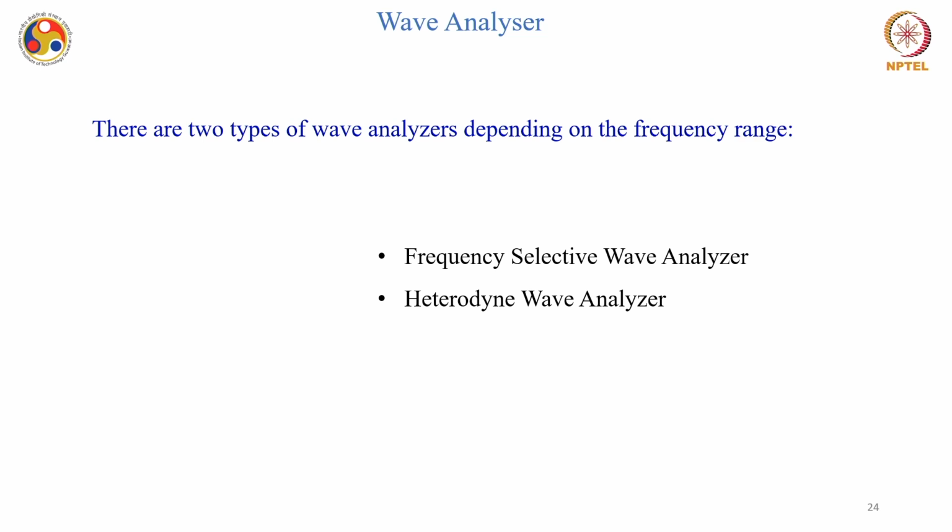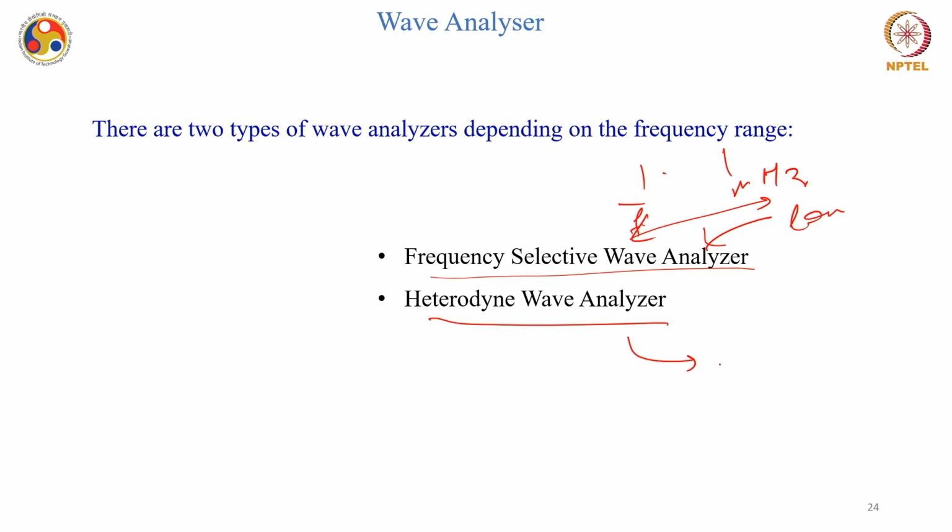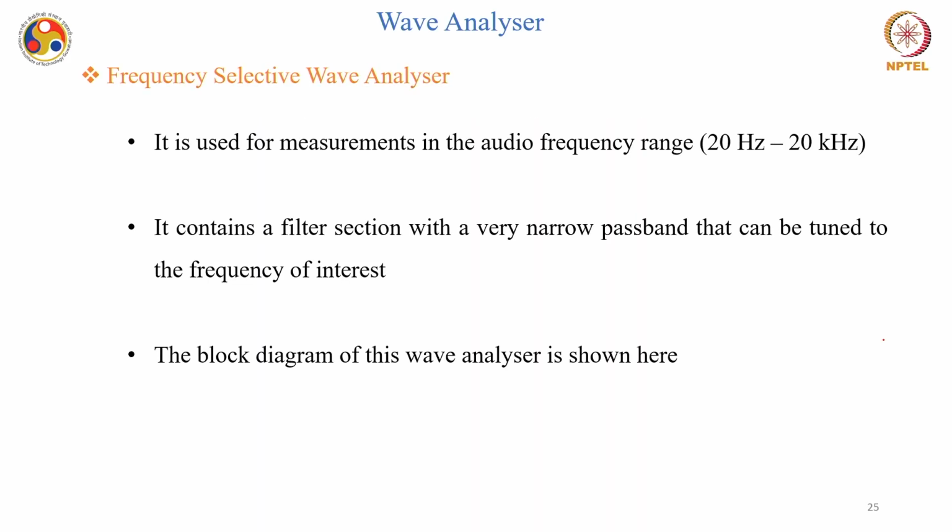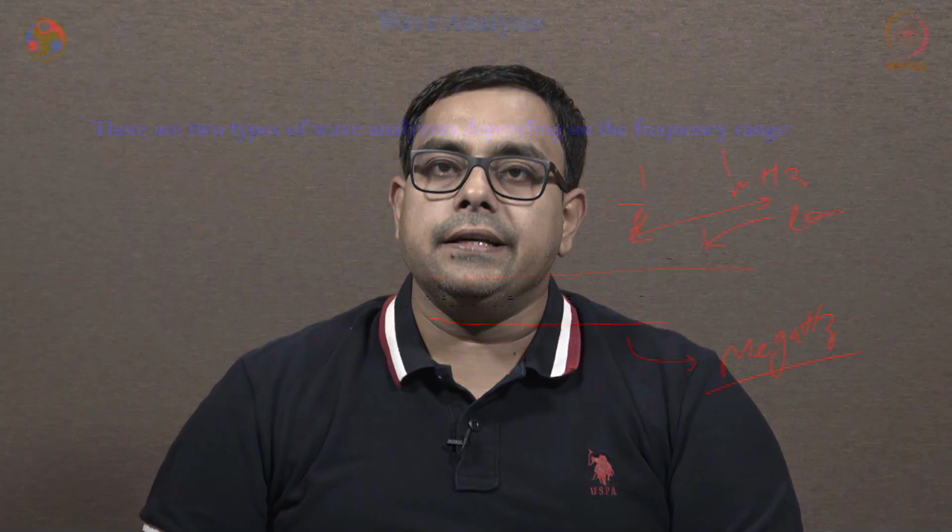There are two types of wave analyzer depending on the frequency range. We have seen that there is a huge range of frequency over which the wave analyzer operates, and we have a frequency selective wave analyzer. Usually this wave analyzer works for low frequency, when I say low frequency, I am talking about a few hertz to a few megahertz that we have just seen, and heterodyne wave analyzers are useful in the megahertz range. Let us see these two different types of wave analyzer in a little detail.